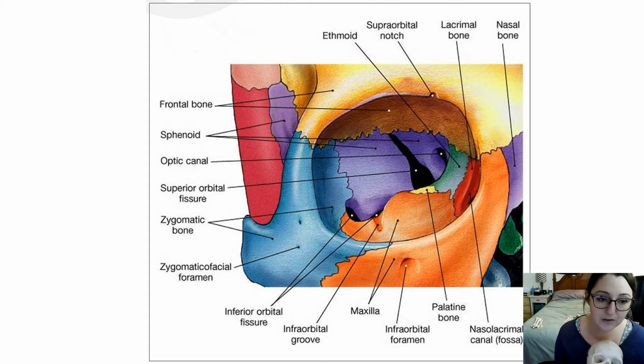You do have other little holes or gashes within the eye. The first two being the superior orbital fissure and the inferior orbital fissure. Now, the difference between a fissure and a foramen is that a foramen is usually like a perfect circle. A fissure, I want you to think of as a gash. So it's not necessarily a nice circle, it's a gash. And then, of course, you have that nice little optic canal there as well.